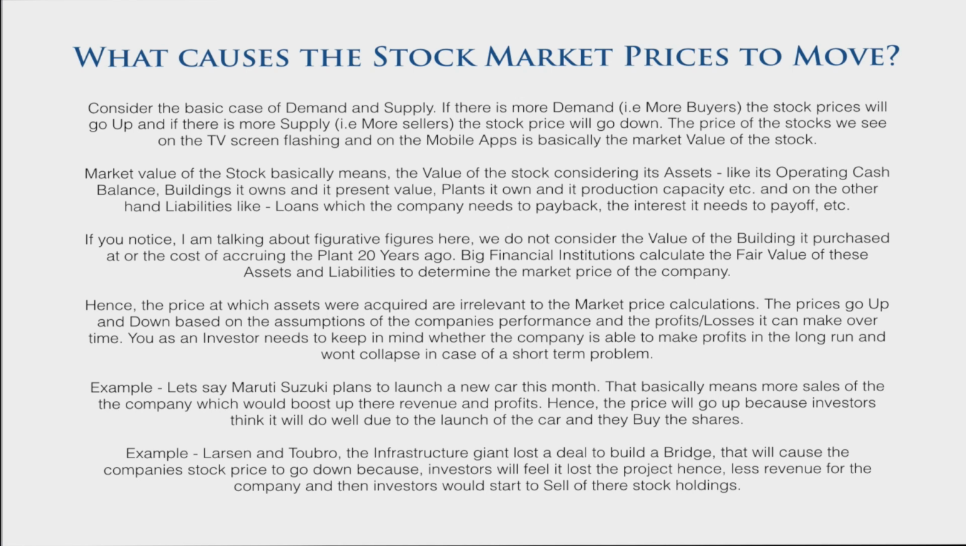Consider the basic case of demand and supply. If there's more demand, i.e., more buyers, the stock prices will go up. And if there's more supply, i.e., more sellers, the stock prices will go down. The price of the stock we see flashing on the TV screen and on the mobile app is basically the market value of the stock.